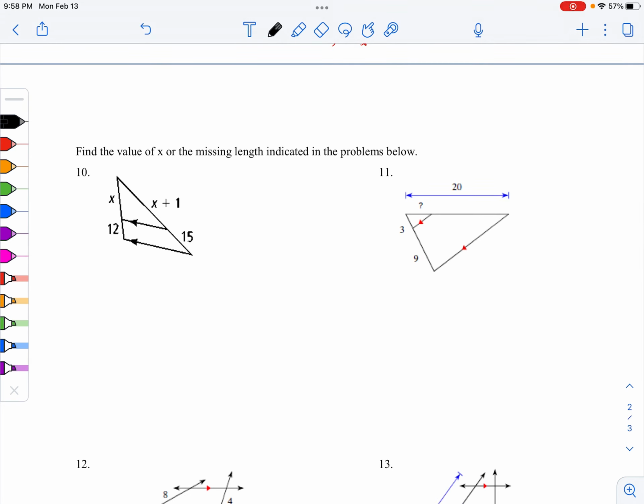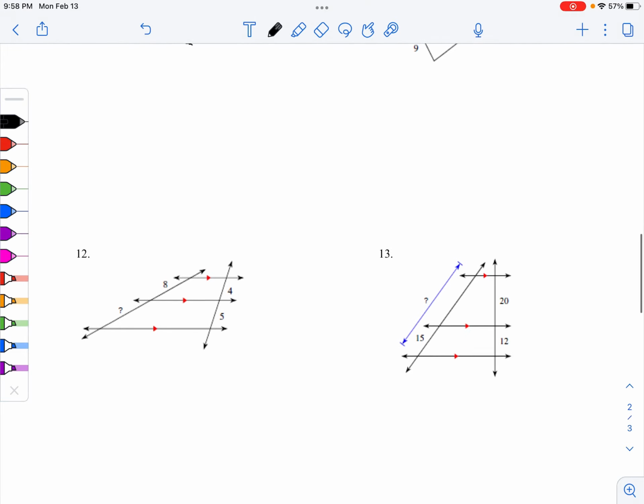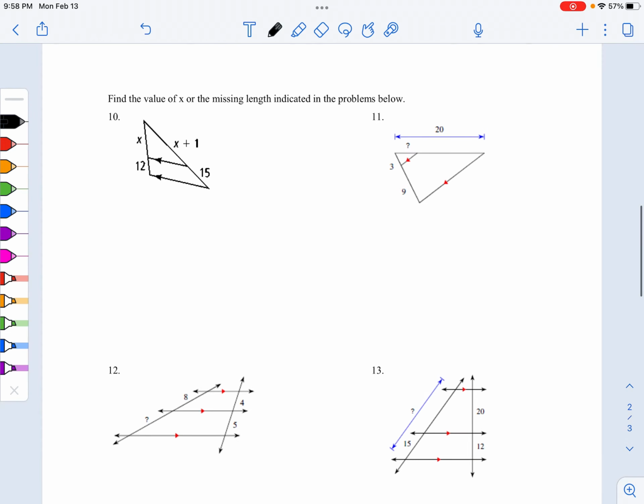Okay? Number 10, you should be able to determine, is this side splitter or is this similar triangles? Same thing for 11, 12, and 13. Right? So with that said, give these a try.